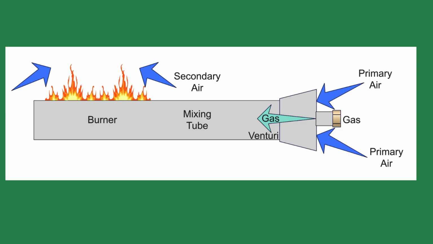The operation of an atmospheric burner is simple in design. It injects gas through an orifice into the burner, increasing the velocity of the fuel. The increased velocity initiates a Venturi effect and pulls the primary air into the burner where it's mixed. Secondary air is supplied around the flame. There are no moving parts.